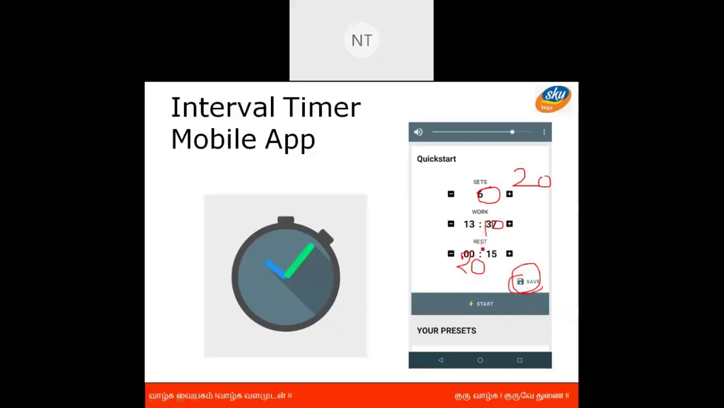Like 1 minute you can fix here in the first one, and 2 minutes you can fix in the second one, so that it will automatically give you an alarm, and it is very helpful for me especially. So please try with this one. There is an app which is Interval Timer.